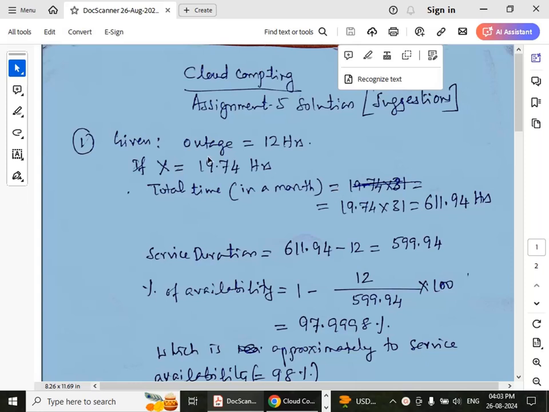Given outage is 12 hours, and if x equal to 19.74, this is from the options we have taken. If x equal to 19.74, total time in a month is 19.74 into 31 becomes 611.94. Service duration is equal to 611.94 minus 12, that is equal to 599.94. Now percentage of availability is 1 minus 12 divided by 599.94 into 100, that becomes 97.99998 percentage, which is approximately equal to 98 percentage.